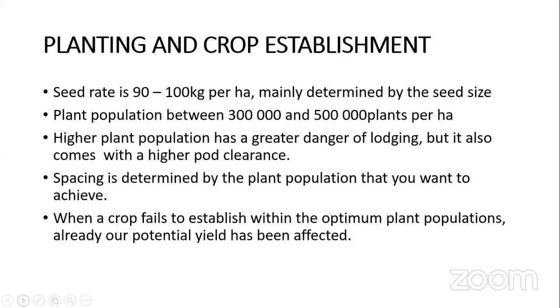Right, we move on to look at the planting and crop establishment. Let's start by looking at the seed rate, which is between 90 to 100 kgs per hectare. But it is also, of course, determined by the seed size, because you'd realize that for large size seed, you might need maybe 100 kgs, or you might even get up to 110 kgs, so that you can actually have enough seed to plant and make sure that your crop establishment is within the optimum planting populations.